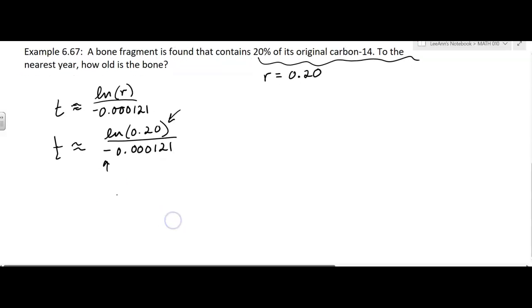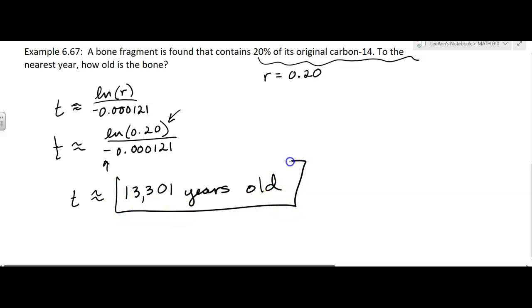And what do we get? It looks like it's about 13,301 years old. So our bone is about 13,301 years old. That would be the age of the bone. Okay, bone fragment. All right, so that's how we do radiocarbon dating.